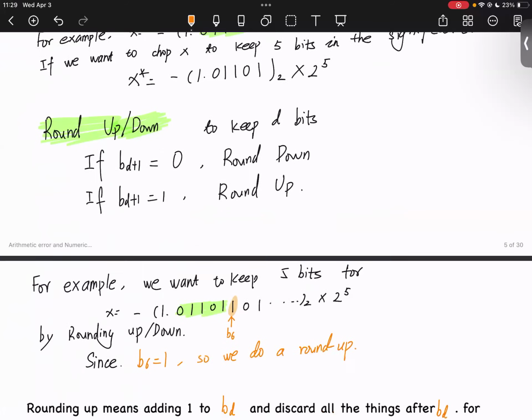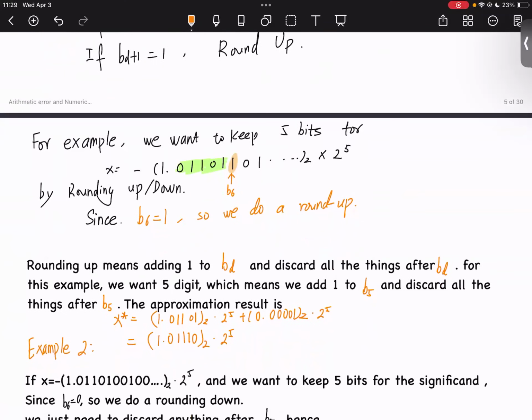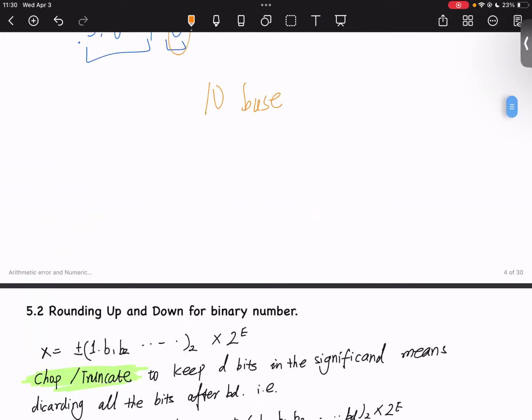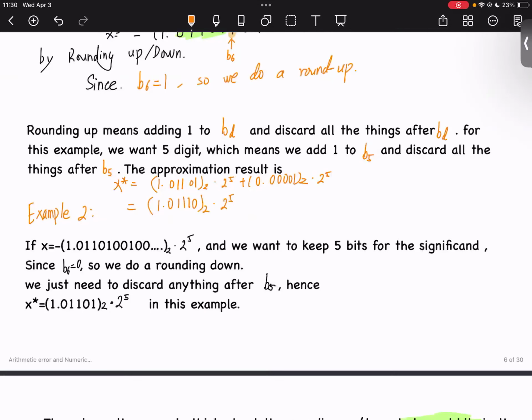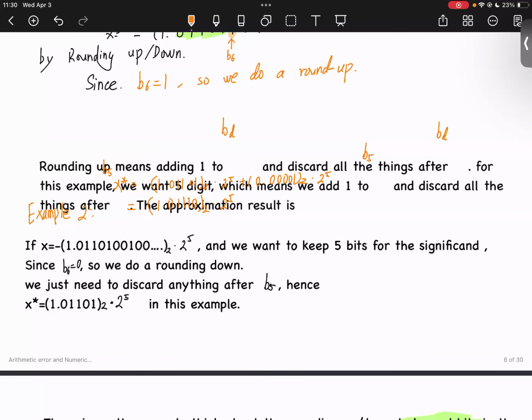Let's take a look at one example. We have the same example here, 1.01101. These are the first 5 bits, right? We want to do rounding up or rounding down, so we need to look at the 6th bit, and that's 1. It means that we need to round it up. How can we do the round up here? In the binary way, we add 1 to the previous bit, right? We do similar things in the binary way. So b6, let's see.